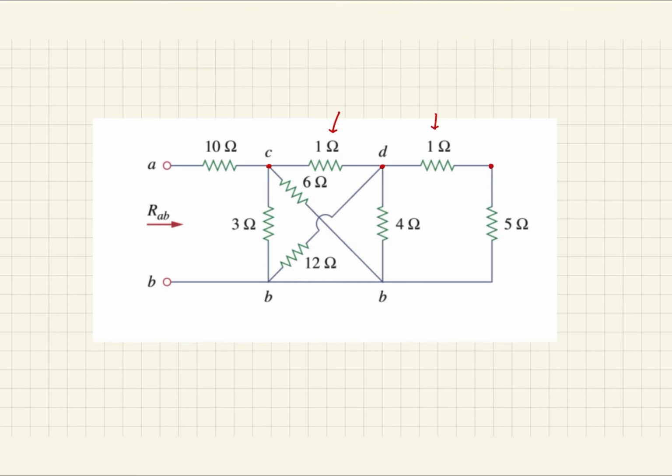Now we know that there is another node over here because this node separates this one from this one. It also separates the 1 ohm from 4 ohms, and it also separates this 1 ohm resistor from this 12 ohm. Now what about the bottom one?